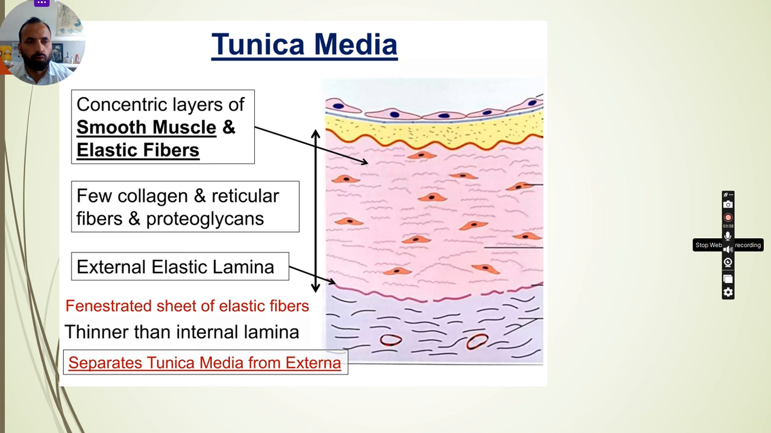Now the tunica media. The maximum differences between the vessels lie in the tunica media, and one can find concentric layers of smooth muscle in this layer. You can see the spindle-shaped smooth muscle cells here. Besides the smooth muscle, you have elastic fibers, and a few collagen and reticular fibers. On one side the tunica media is separated from the intima by the internal elastic lamina, and on the other side it is separated from the tunica externa by the external elastic lamina.